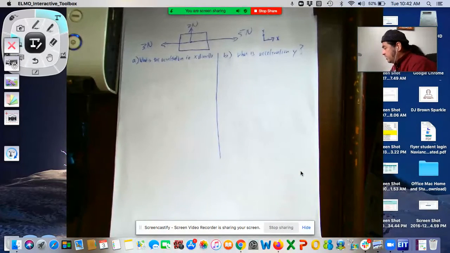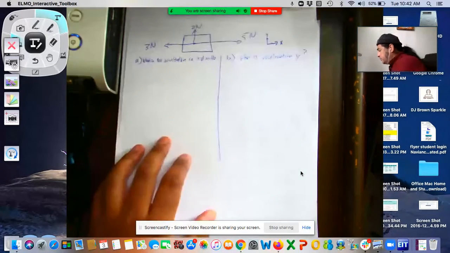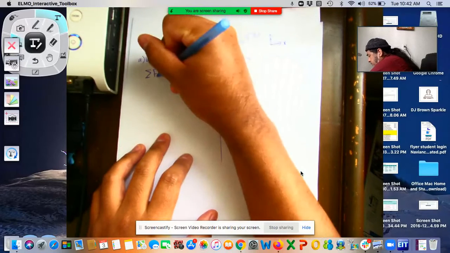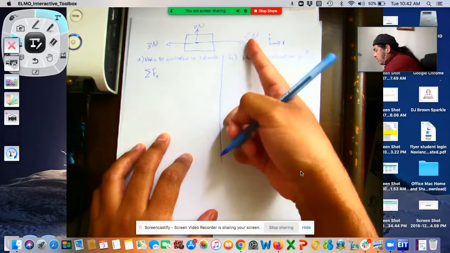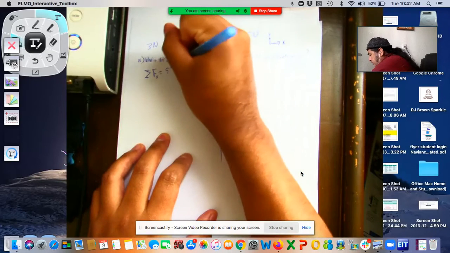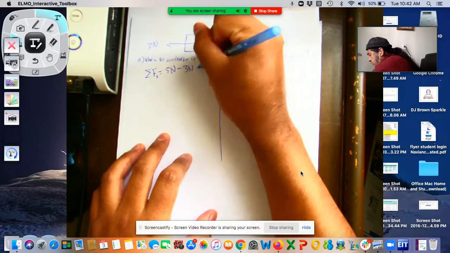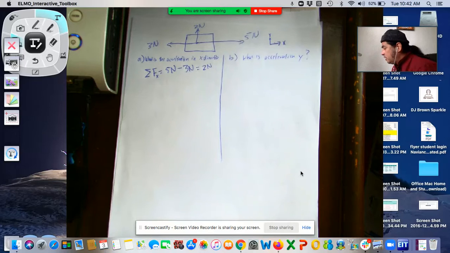What is the acceleration in the x direction? So that means we first have to find the net force. So we're going to first sum the forces in the x direction. And since we're calling x positive that way, that means that we have positive 5 newtons minus 3 newtons, which gives us 2 newtons. So we do have a net force in the x direction.